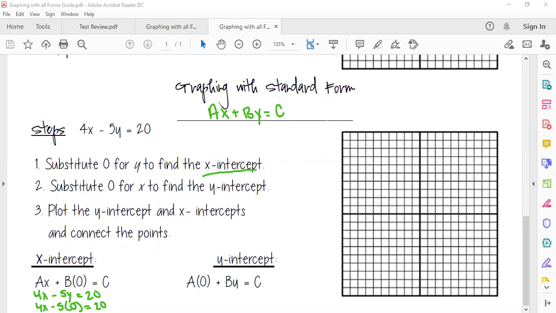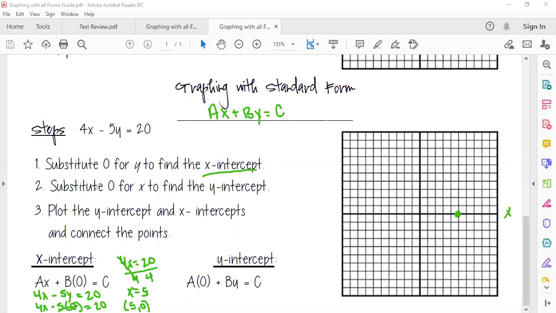So I will solve this. 5 times 0 is 0, so I have 4x equals 20. Divide by 4 on each side. x equals 5. So my x-intercept is at 5, which is the point (5, 0). I count over on my x-axis 1, 2, 3, 4, 5. That is my x-intercept. It's where my line crosses the x-axis.